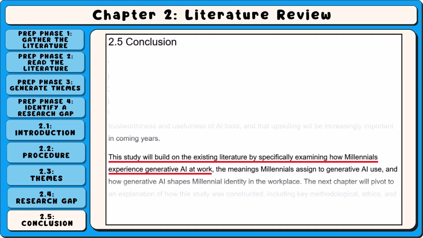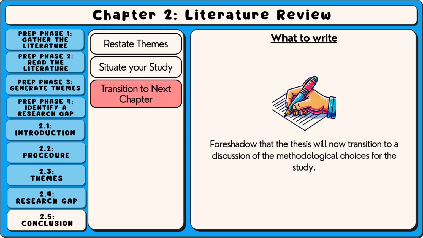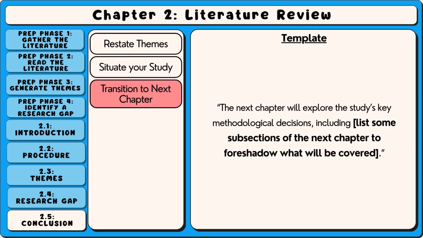And finally, transition to the next chapter. Here, you simply want to foreshadow that the thesis will now transition to a discussion of the methodological choices you made for the study. Here's a template. The next chapter will explore the study's key methodological decisions, including, and then list some subsections of the next chapter to foreshadow what will be covered.